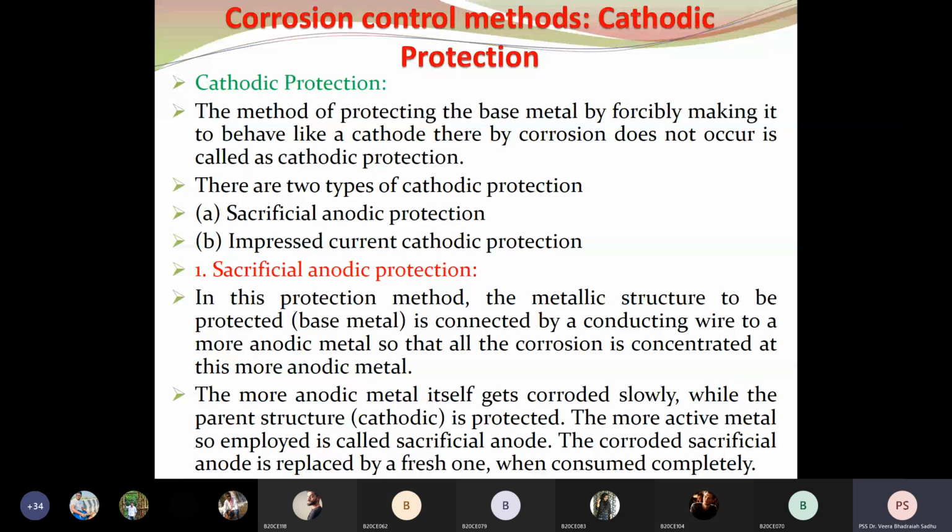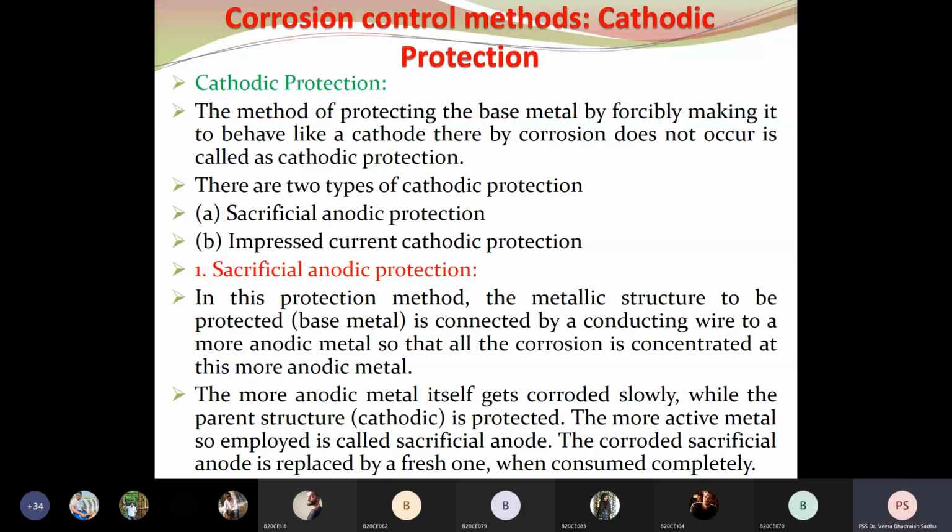So that all the corrosion is concentrated at the anodic metal. That means the base metal, which is to be protected, acts as a cathode, and the conducting wire connected to the base metal acts as an anode. So if there is a corrosive environment, definitely the anodic part sacrifices and starts corroding, and the cathodic part, which is your base metal, will be protected.